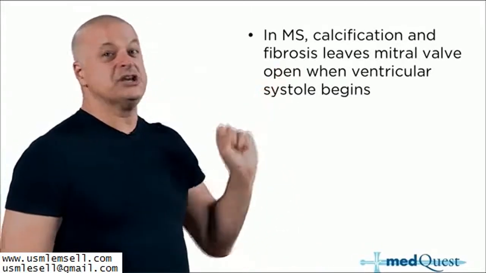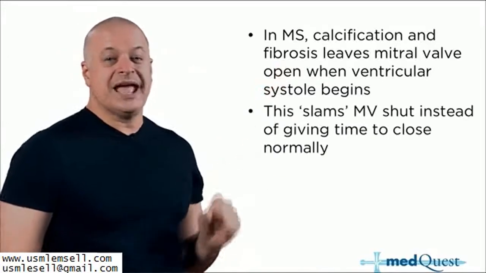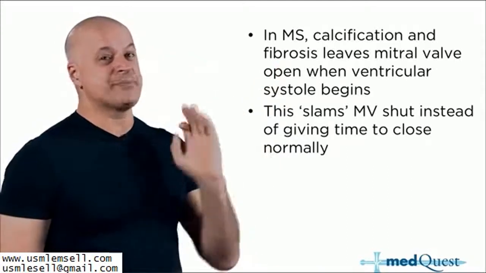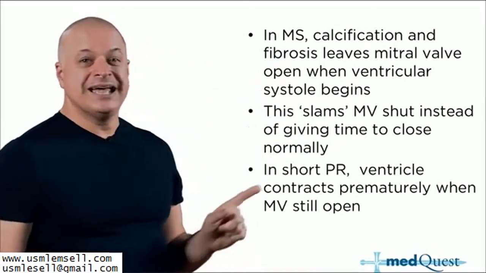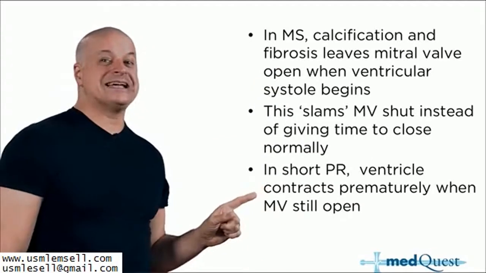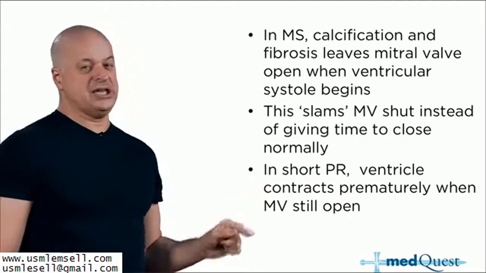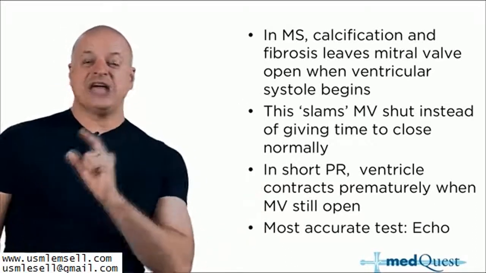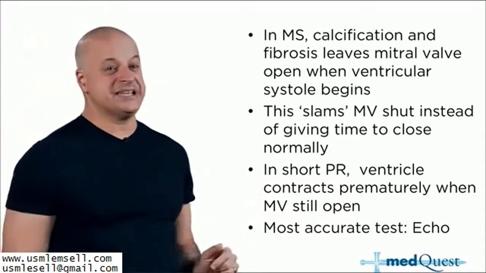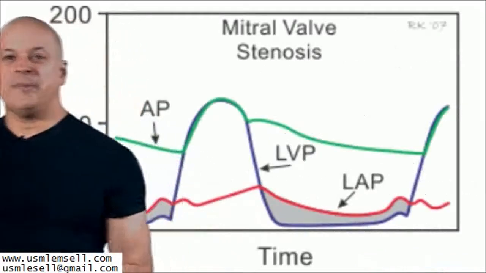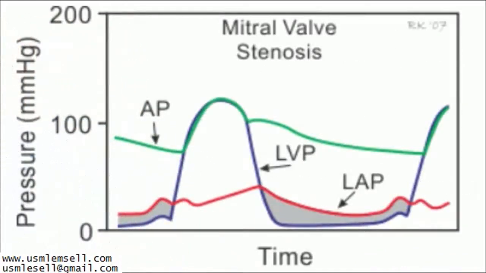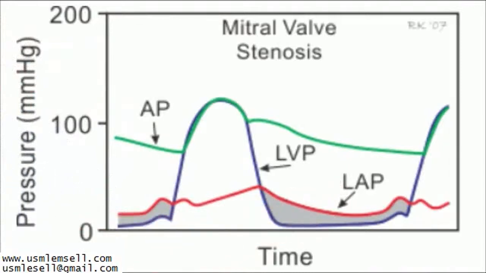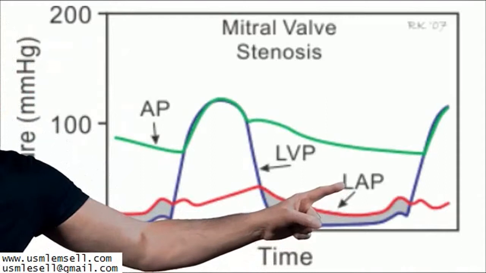Calcification and fibrosis gives a loud S1. And this slams that valve shut, making it close with an abnormally high pressure. The same thing in the short PR, it contracts prematurely while the mitral valve is still open. And that's why the most accurate test for all of these tends to be the echocardiogram. The mitral valve won't allow filling, so the left atrial pressure is up.